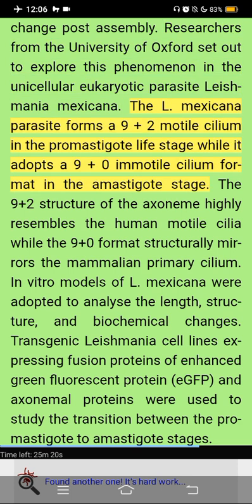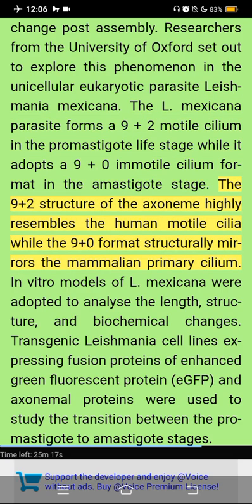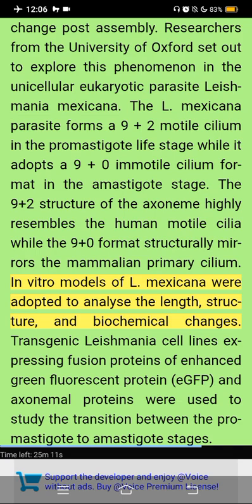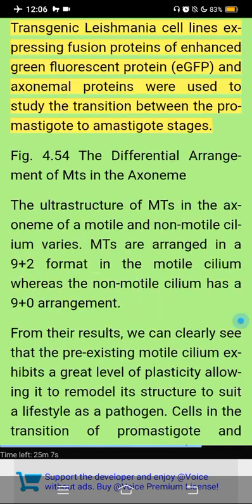The L. mexicana parasite forms a 9 plus 2 nodal cilium in the promastigote life stage while it adopts a 9 plus 0 nodal cilium format in the amastigote stage. The 9 plus 2 structure of the axoneme highly resembles the human motile cilia while the 9 plus 0 format structurally mirrors the mammalian primary cilium. In vitro models of L. mexicana were adopted to analyze the length, structure, and biochemical changes. Transgenic Leishmania cell lines expressing fusion proteins of enhanced green fluorescent protein EGFP and axonemal proteins were used to study the transition between the promastigote to amastigote stages.